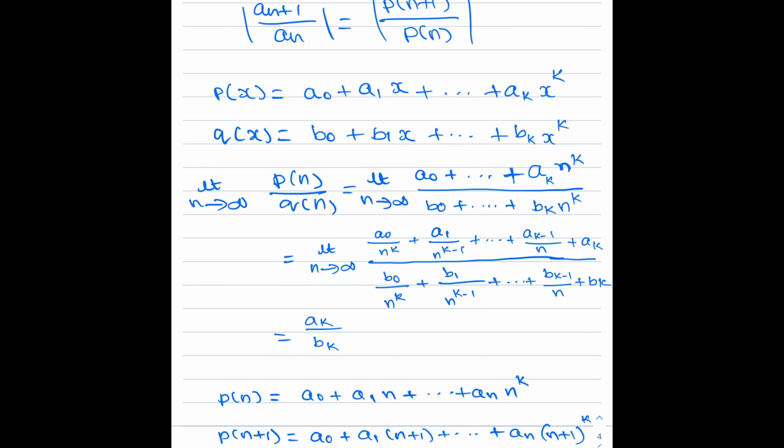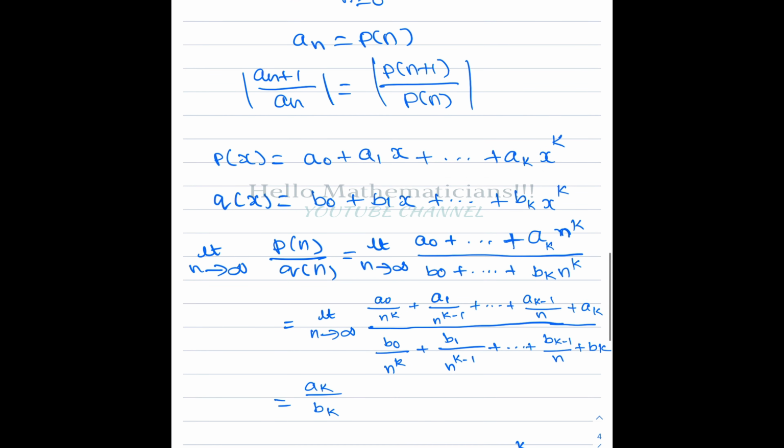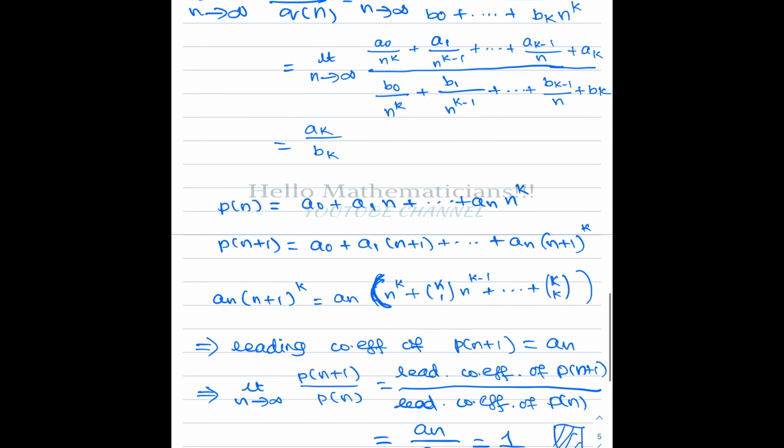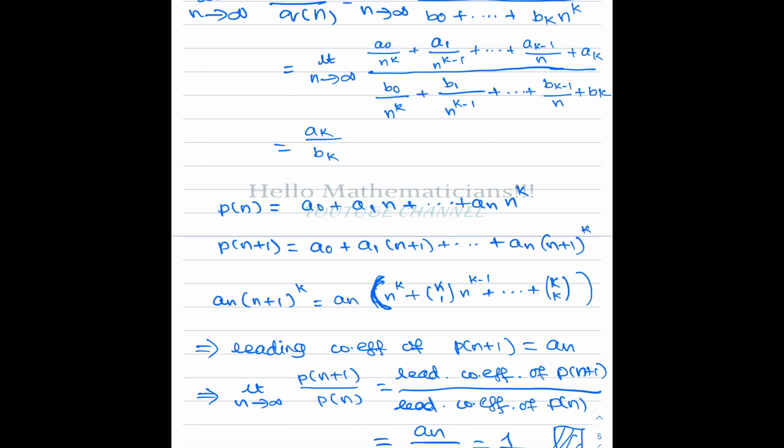Now we're going to use the same idea to calculate the limit n tends to infinity of p of n plus 1 by p of n. So I take p of x equal to a naught plus a1 x plus etc. plus an x power k. Therefore, p of n will be a naught plus a1 n plus etc. plus an n power k. P of n plus 1 means in place of x I have to substitute n plus 1. So I get a naught plus a1 (n plus 1) plus etc. plus an (n plus 1) whole power k.